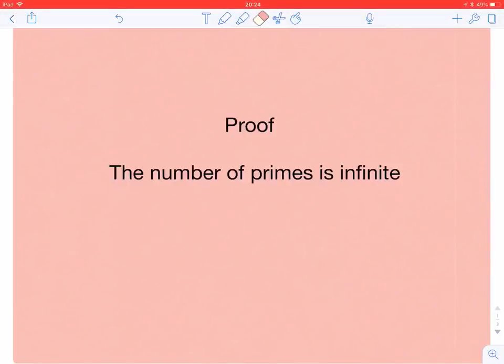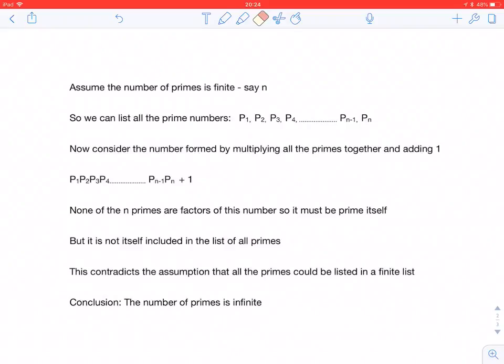This is a proof that the number of primes is infinite, and it's one of the two formal proofs that you have to know for A-level maths. Everything you need is on this one page, and I'm going to talk through it so you understand the proof, but you need to be able to reproduce something like this or very similar to it.